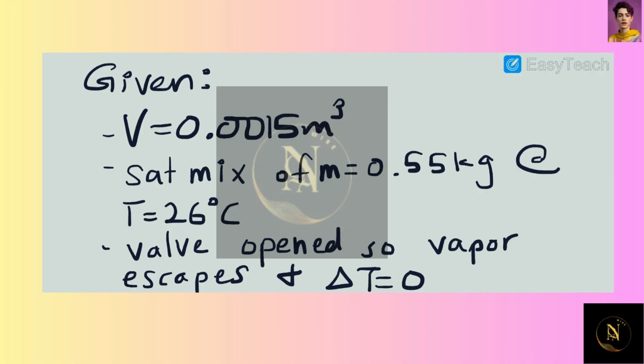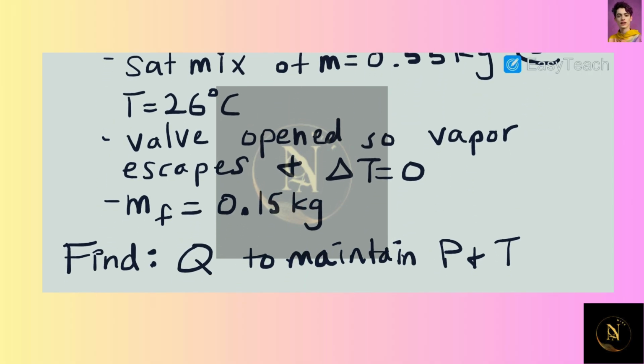Hi everyone, so what we have is a bottle of R134A that has a volume of 0.0015 cubic meters. The initial mass is a saturated mixture that is equivalent to 0.55 kg, and this mass is at 26 degrees Celsius. The valve of the bottle opens so that the vapor escapes, such that the delta T is 0, so the temperature does not change, and our final mass is determined to be 0.15 kilograms. What we're asked to solve for is the heat transfer that's required to maintain the same temperature and pressure.